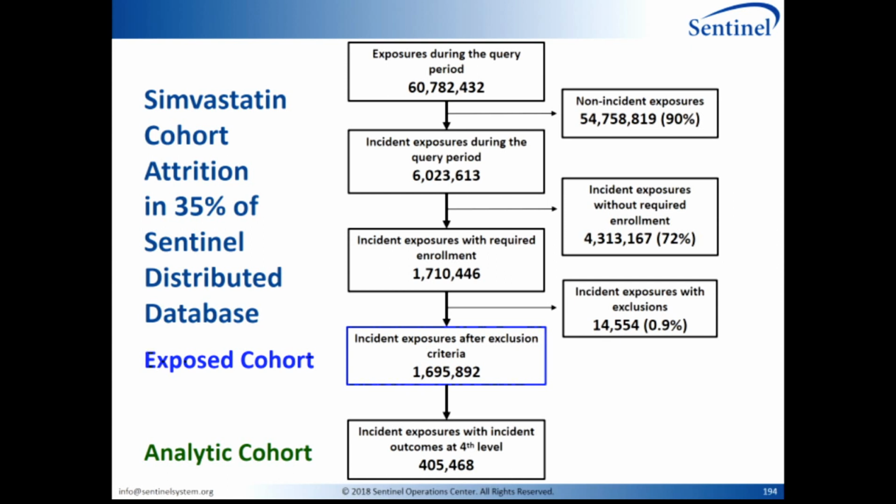So just to recap, we have 1.7 million users of statins. These are incident users of simvastatin in this case, who have the required enrollment period. And when we follow them for the 56 days after their new statin use, we pick up 405,468 new outcomes that they have not had in the prior 183 days, and outcomes where they haven't had a similar or related outcome in the prior 183 days.